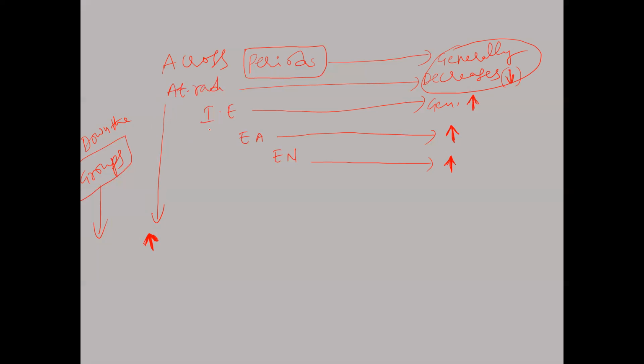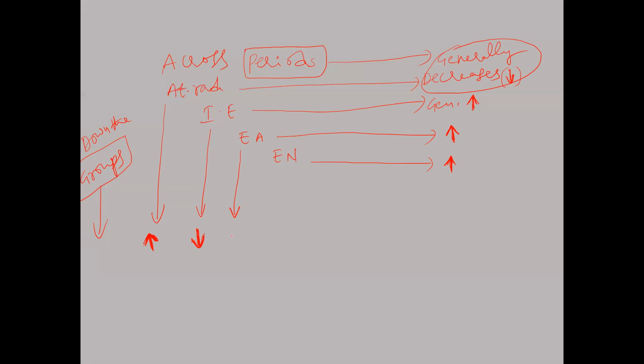Okay. Next, ionization energy. How does it vary from top to bottom in the group? As atomic radius is increasing from top to bottom, what happens to ionization energy? It must decrease. So ionization energy will be decreasing from top to bottom in the group.